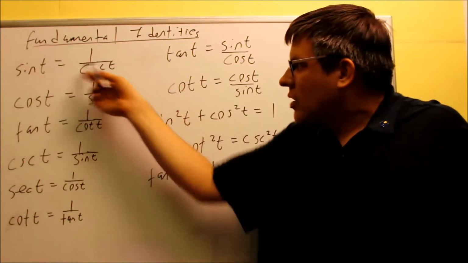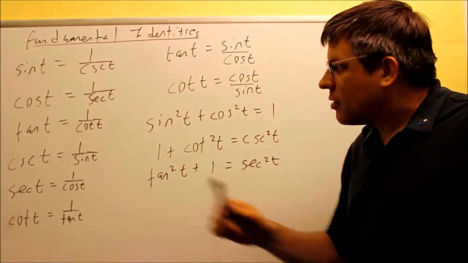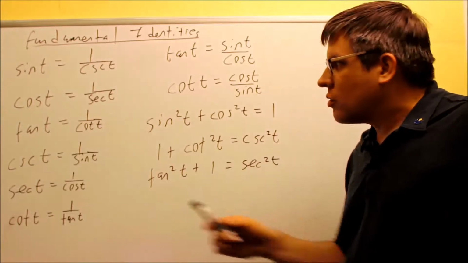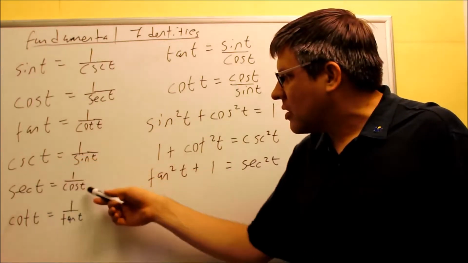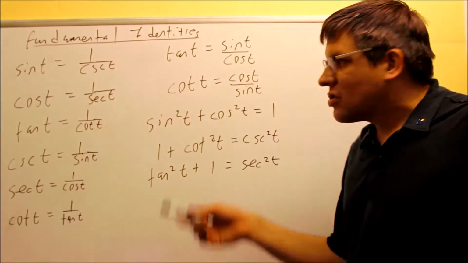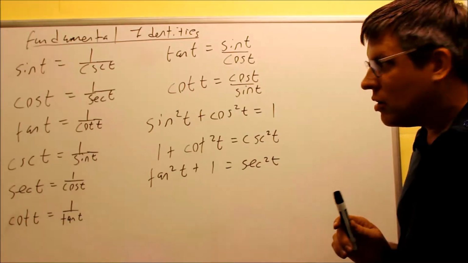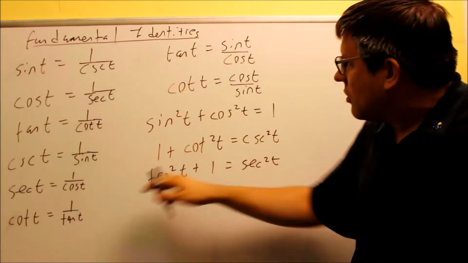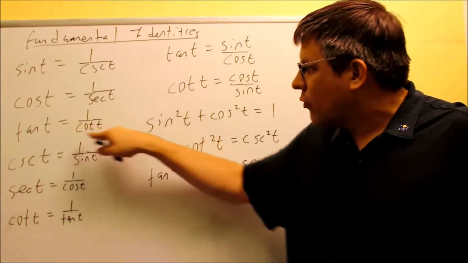So all this says is that your sine and cosecant are reciprocals of each other. Cosine and secant are reciprocals, and tangent and cotangent are going to be reciprocals. That's exactly the same thing that it says here. You're either starting with sine, cosine, tangent, or you're starting with cosecant, secant, and cotangent. So we got those.